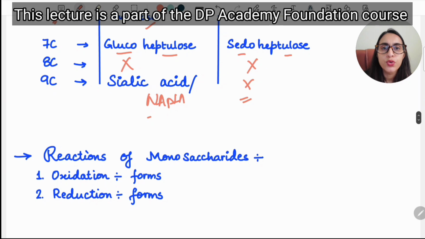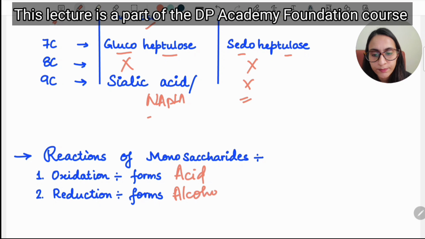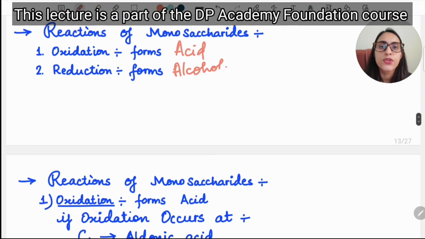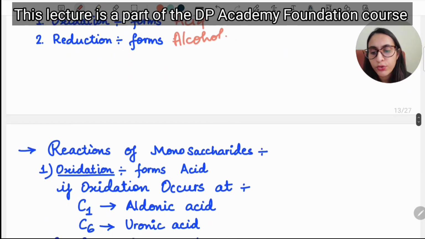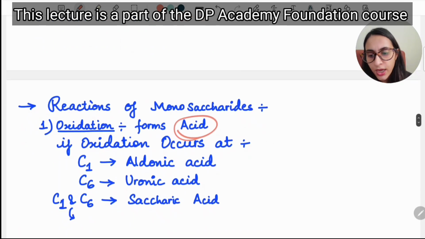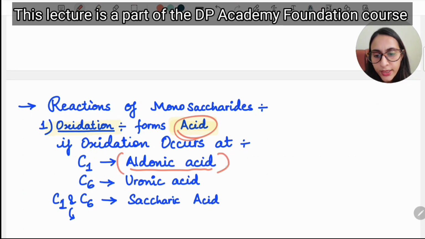So, reactions of monosaccharide: oxidation forms acid and reduction of a monosaccharide forms alcohol. Let's discuss the reactions of monosaccharide. As I already told you, oxidation of a monosaccharide forms acid. If oxidation of a monosaccharide occurs at the C1 carbon atom, it forms an aldonic acid, and the example can be gluconic acid.